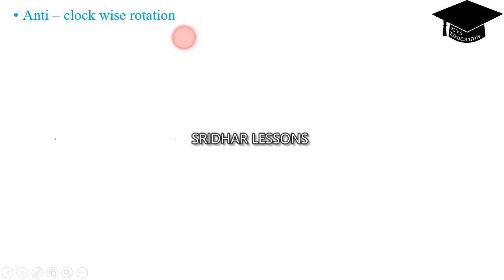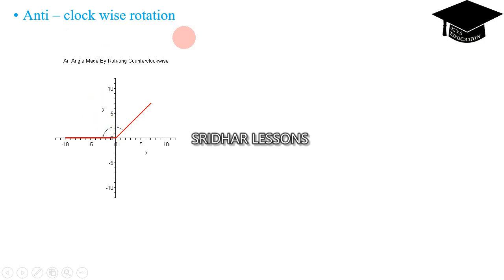Now anti-clockwise rotation. See, this way of rotation is called anti-clockwise. If you can observe, see, it is coming in this direction, is called anti-clockwise direction. This is known as anti-clockwise direction. Okay?